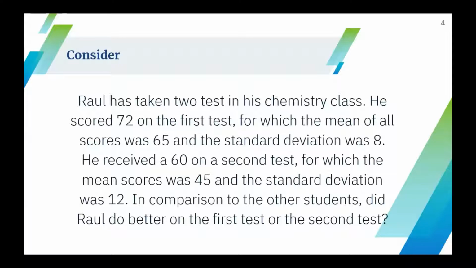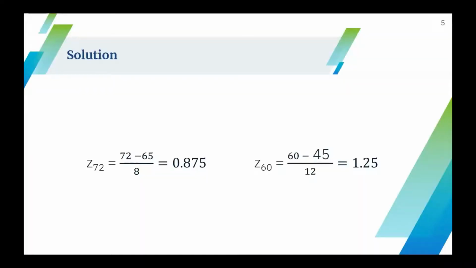Let us consider this example. Raul has taken 2 tests in his chemistry class. He scored 72 on the first test, for which the mean of all scores was 65 and the standard deviation was 8. He received 60 on a second test, for which the mean of all scores was 45 and the standard deviation was 12. In comparison to the other students, did Raul do better in the first test or in the second test? To find the solution, we compute the z-score for each test.